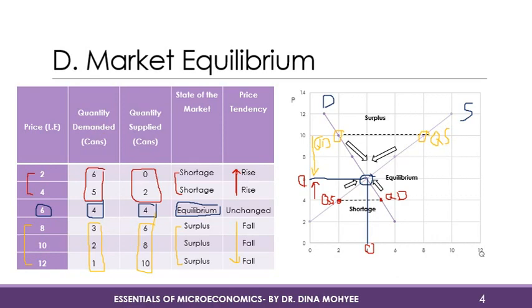Therefore, at the point of equilibrium, the price does not change. There is no tendency for the price to change. And this is why we call the equilibrium a situation whereby no one wants to change his position. Neither the consumers nor the producers want to change their consumption decisions or production decisions at this price.